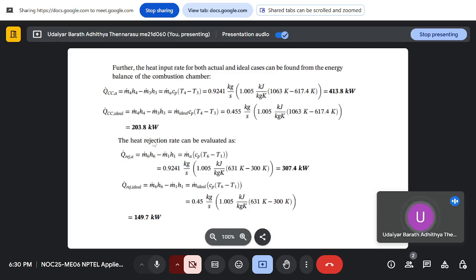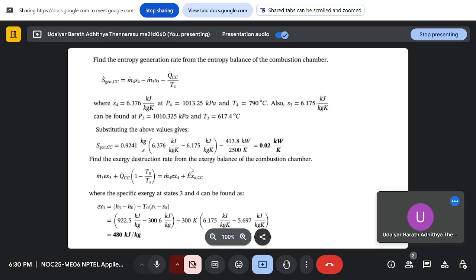So the heat rejected is again m dot (H6 minus H1). Substituting, it will be 307.4 kilowatt for the actual, and it's lower for the ideal because of the lower mass flow rate, 149.7 kilowatt. So next we need to find out the entropy generated in the combustion chamber.